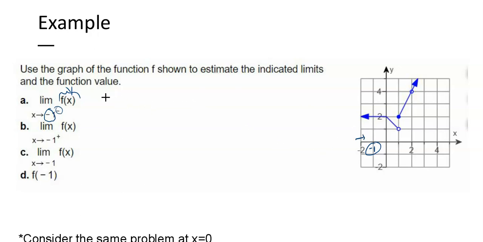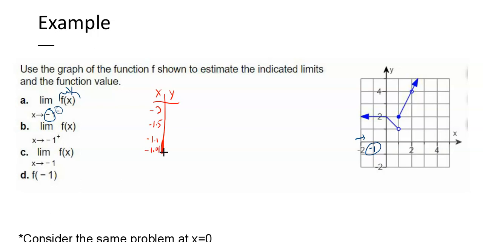So again, we can make a chart, right? Let's make a chart like we did on the last problem. We are approaching negative 1 from underneath, from below, the left-hand side. So we could start with negative 2, negative 1.5, negative 1.1. This one's going to have a similar feel to the last problem.